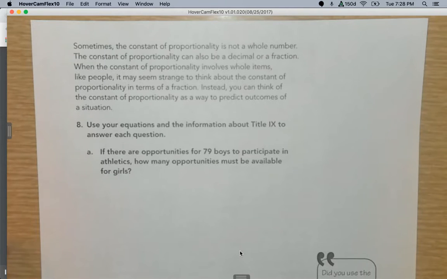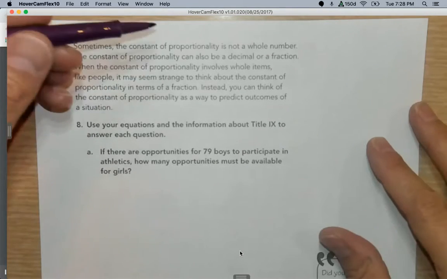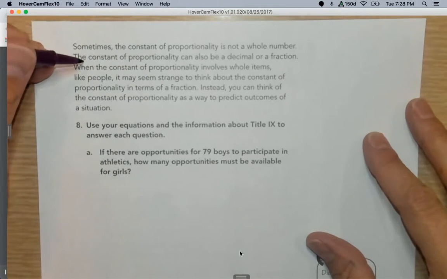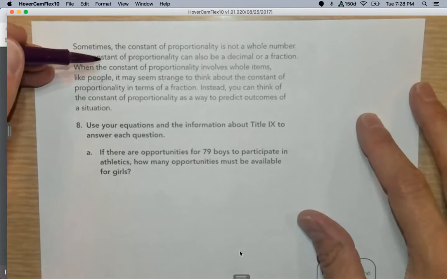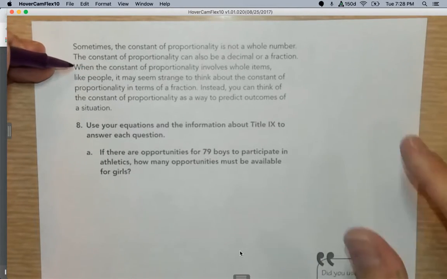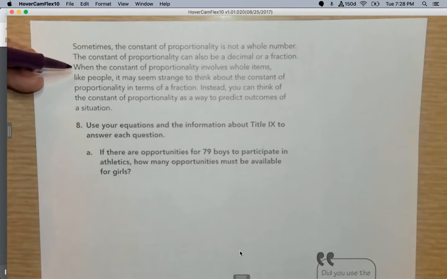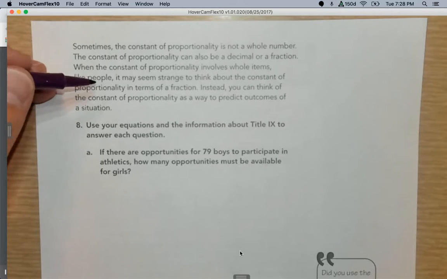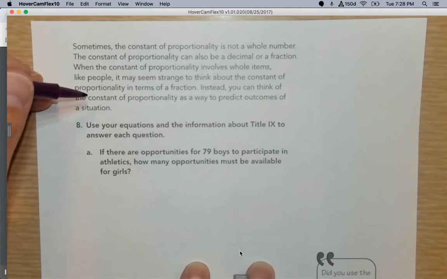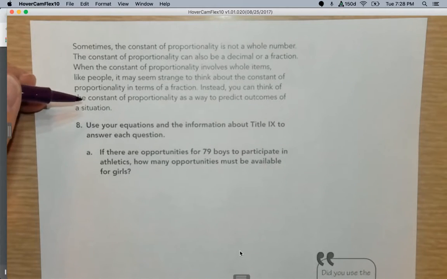Sometimes the constant of proportionality is not a whole number. The constant of proportionality can also be a decimal or a fraction. When the constant of proportionality involves whole items, like people, it may seem strange to think about the constant of proportionality in terms of a fraction. Instead, you can think of the constant of proportionality as a way to predict outcomes of a situation.